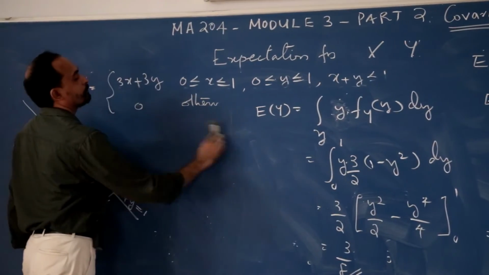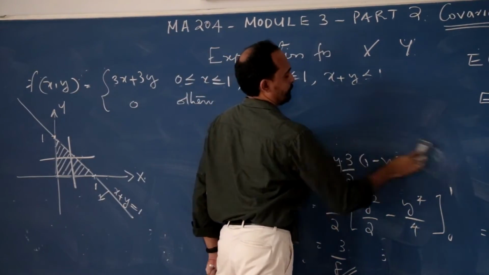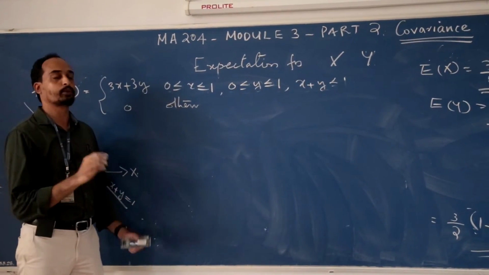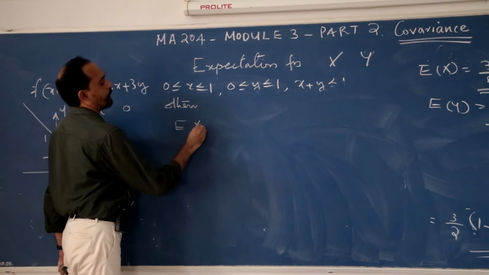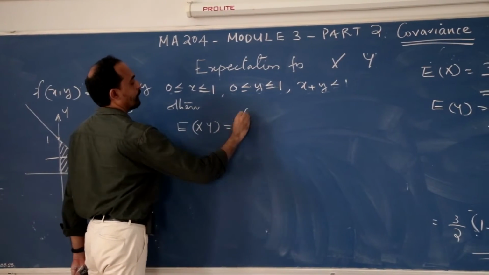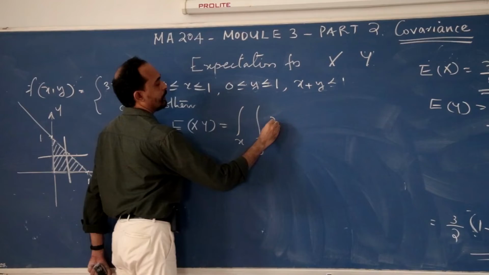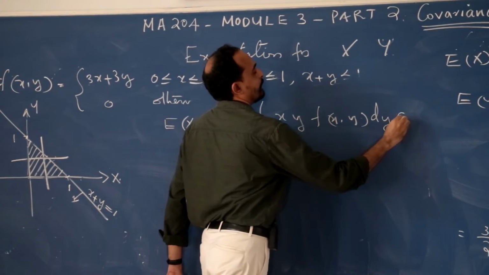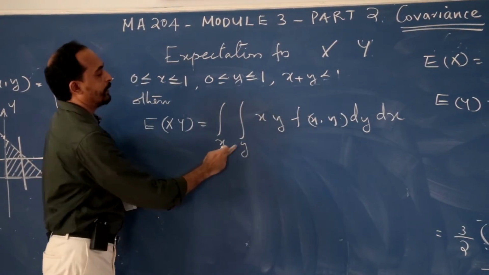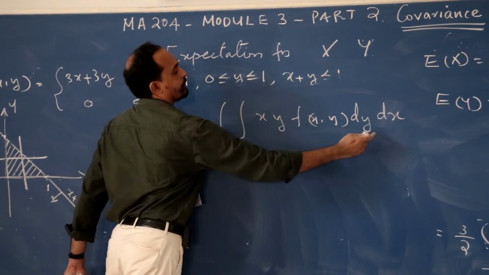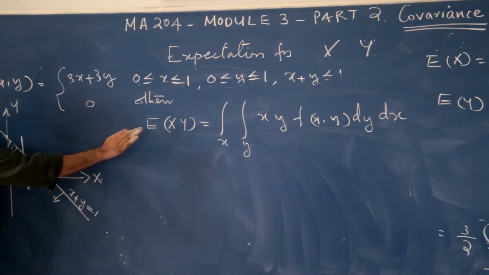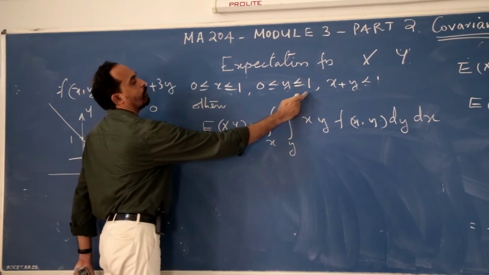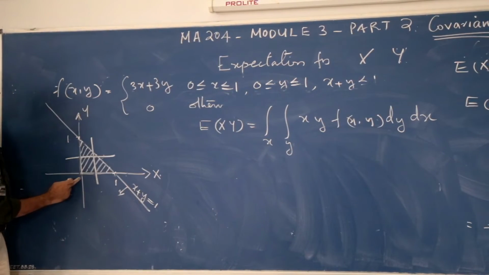Next concept is expectation of a function having two variables. Here we are defining expectation of xy is equal to integral over x, integral over y, xy into f of xy dy dx. Inner integration first, then outer integration, so dy dx. Whenever we are taking the full function here, it is not possible to take x equal to 0 to 1, y equal to 0 to 1, because we are considering this triangle.